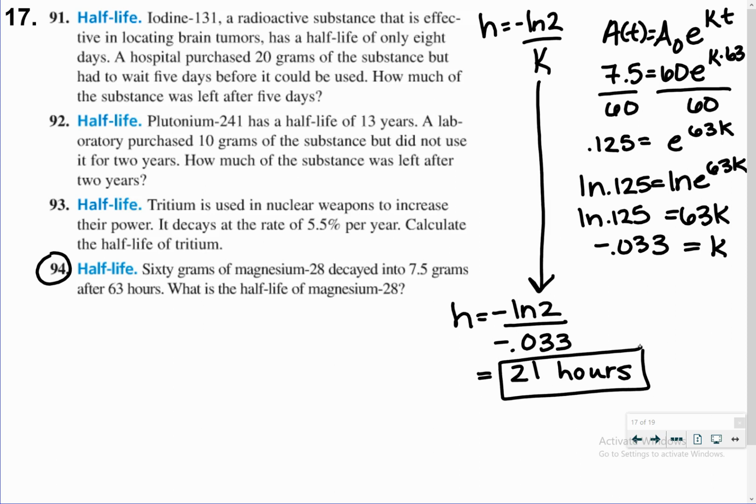In this example, we solved for half-life, but again, you might be solving for the starting amount or the ending amount or the time. So it's definitely worth practicing a couple of these so you can see what it looks like when you solve for some different variables.